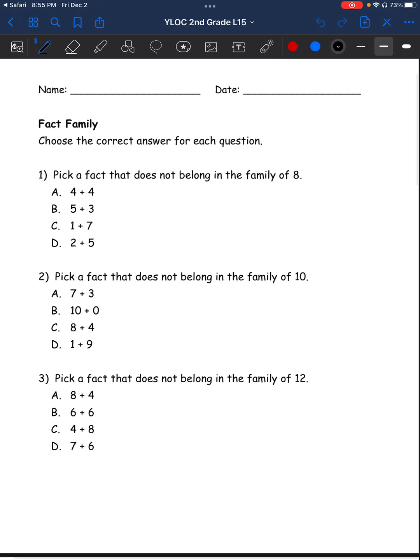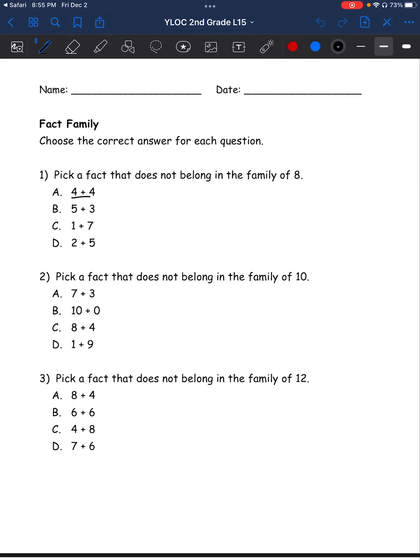So let's see here. We have 4 plus 4. 4 plus 4 we know that equals 8, right? So this checks. So we could remove these from one of the answers. Now let's look at 5 plus 3. 5 plus 3 also equals 8, so that also checks. We could remove this as well.